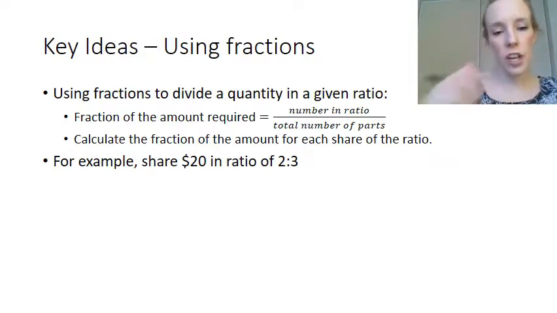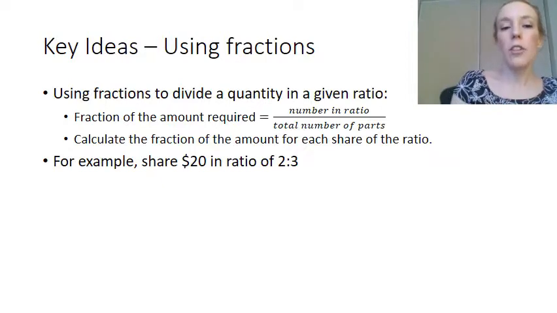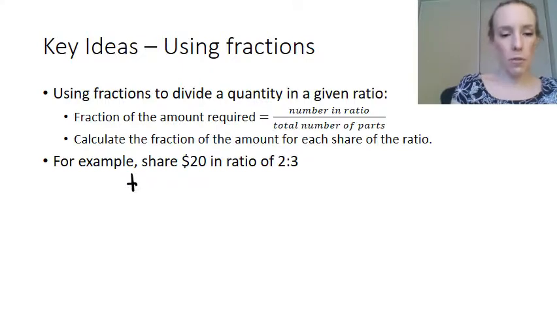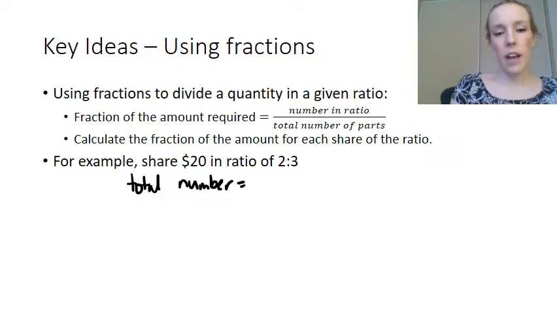So for instance, share $20 in the ratio of 2 to 3. So the fraction of the amount required: what we're going to do is the number in the given ratio over the total number of parts. We know the total number of parts, again, is when we add them all together. So that's 2 plus 3, that equals 5.